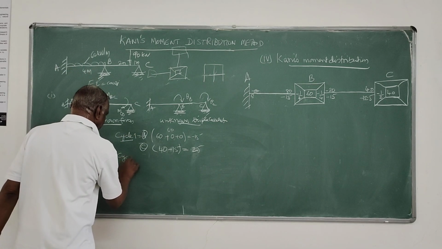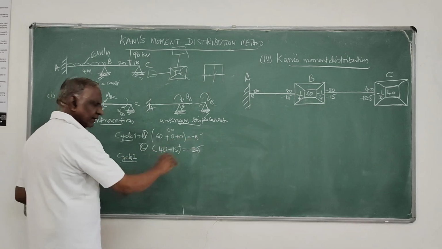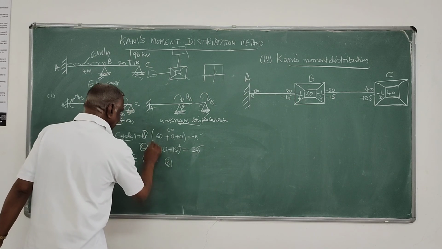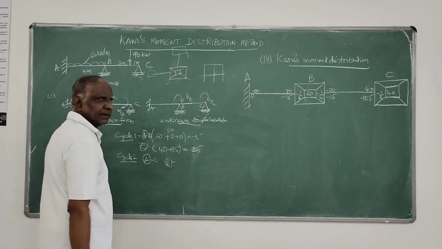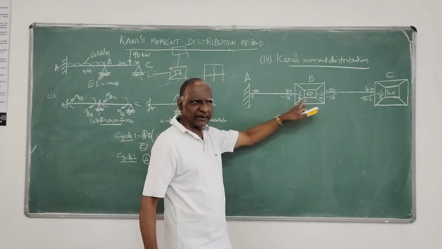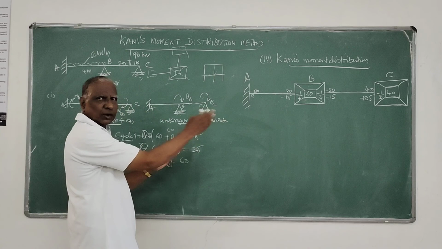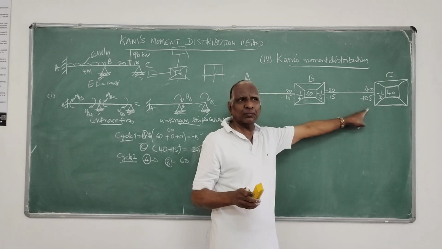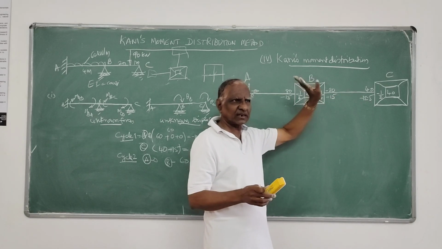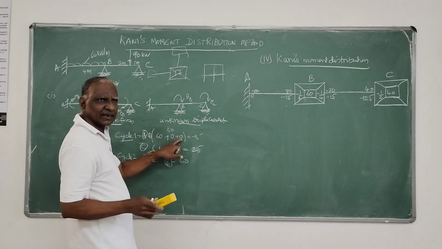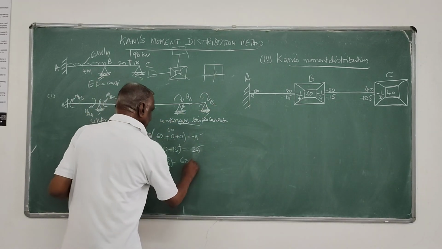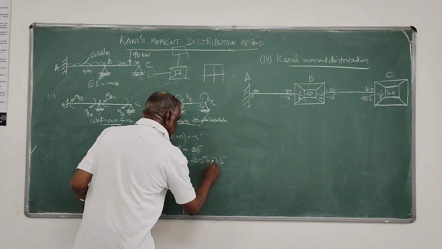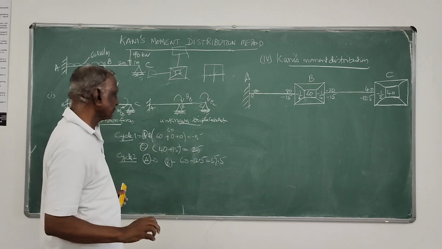Next cycle, take second loop, repeat. Joint A, nothing. Then joint B, repeat: sum of the fixed end moment, 60, plus 0, then contribution from the farther end. Now you have zero contribution here, here we have contribution. Earlier, in the first cycle, it was not coming, it was 0, right. Now you take minus 60 minus 12.5, that is 47.5.